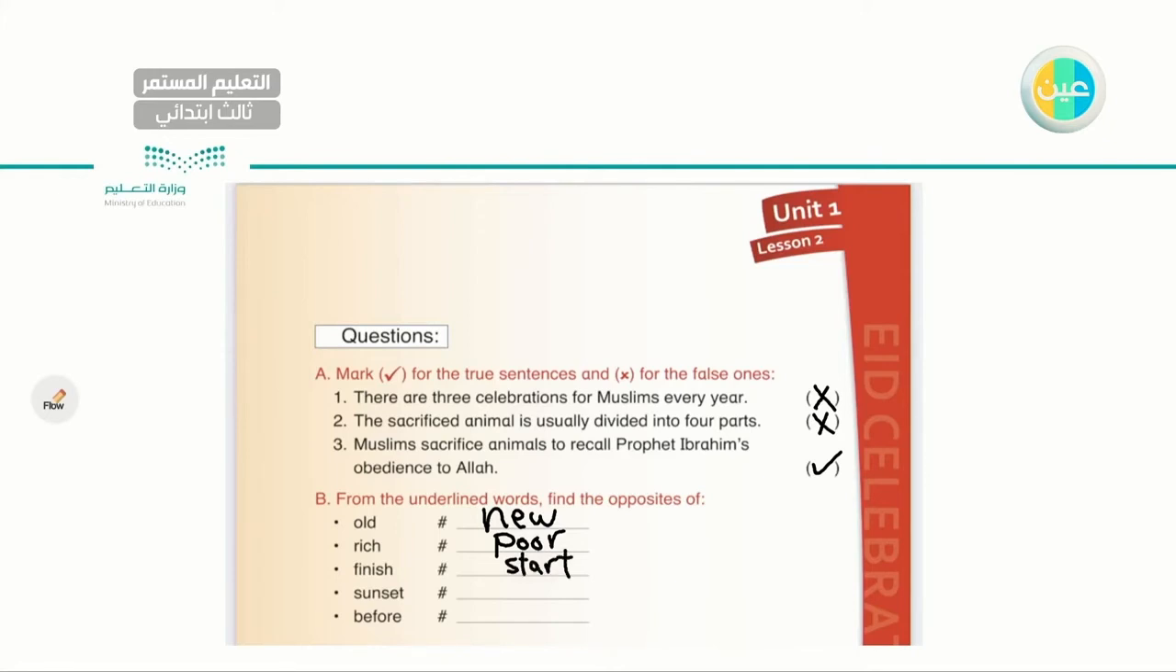Excellent. The fourth word here I have is sunset. When the sun goes down. Okay. Sunset, the opposite of this is sunrise. Very good. It is sunrise. And the last word here I have is before. The opposite is after. Very good. So let's read the words together. Old, new, rich, poor, finish, start, sunset, sunrise, before, after. Very good. Let's go to the next part we have.